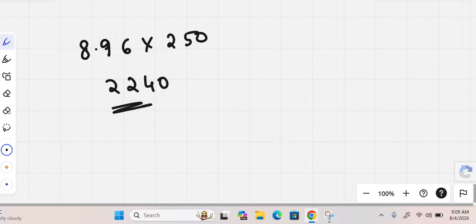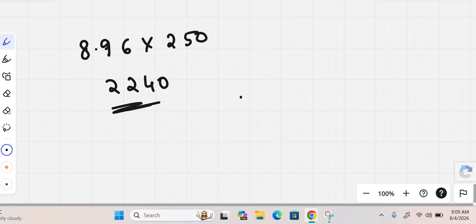Next, D. If the glass costs this much, find the total cost of the glazing window. That means area into rate, right? Area we found, that's only multiplication. 8.96 into 250. 2240 is the answer. Good job, guys. Why is it so much, Shanti? Thank you, Ritik.